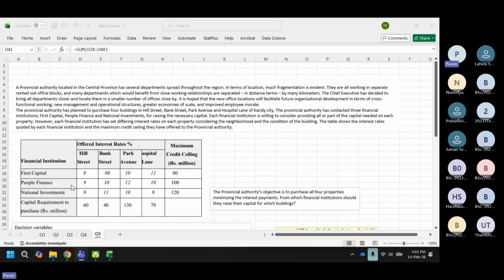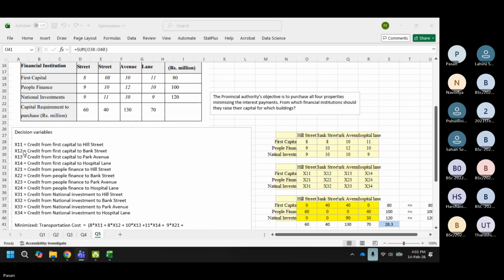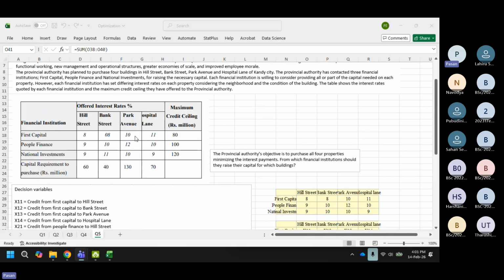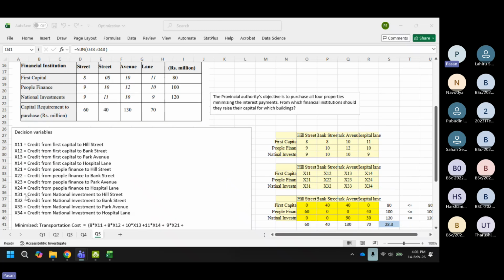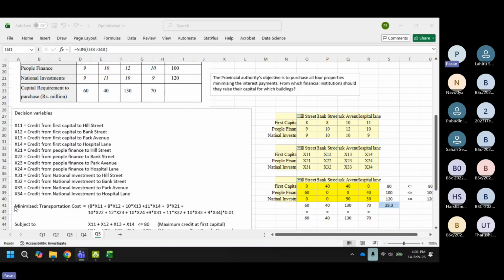So I can define x11, x12, x13, x14 and so on, altogether 12 variables, up to x34. That's the amount of credit that you want to get from each place. These are the variables that we need to define, and we can see that these are also integers, so we need to define them as integers.